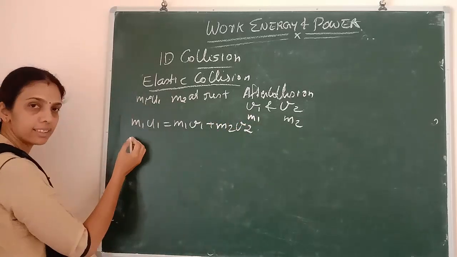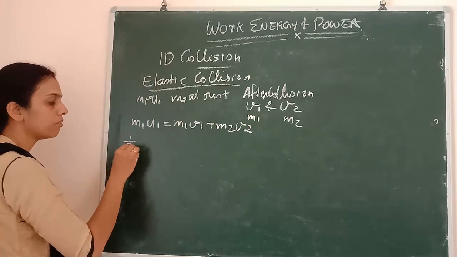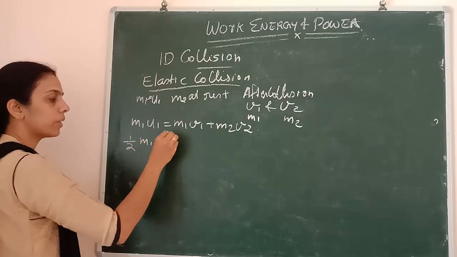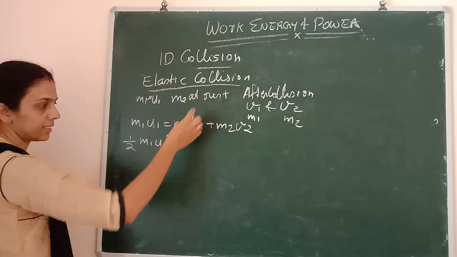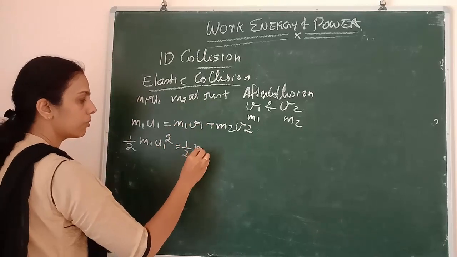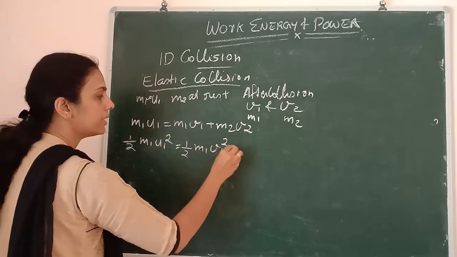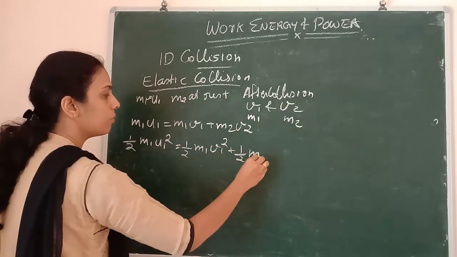Then kinetic energy, how can we write it down? Half m1 u1 square will be equal to, since u2 is at rest, half m1 v1 square plus half m2 v2 square.